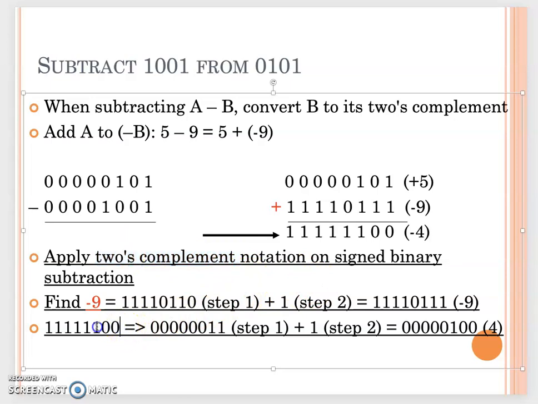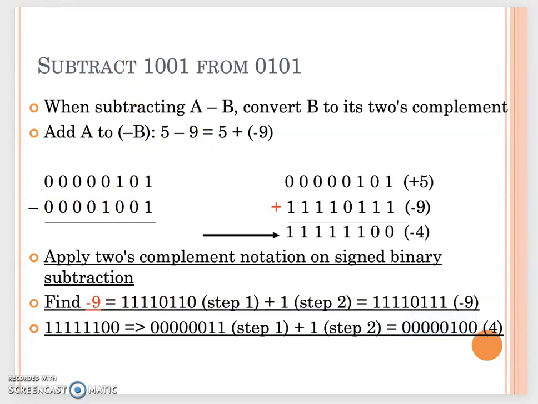The first step, you convert the original bit, reverse each original bit. That's the first step. Then second step, you add 1 to the end. So then you find your 2's complement. So the 2's complement is not always used for the subtraction.